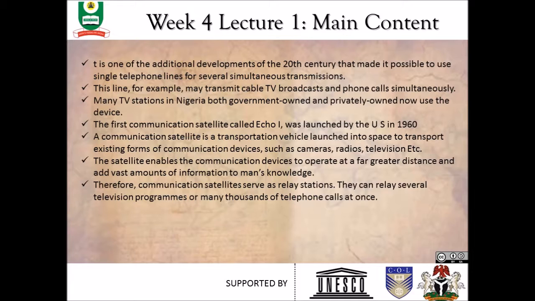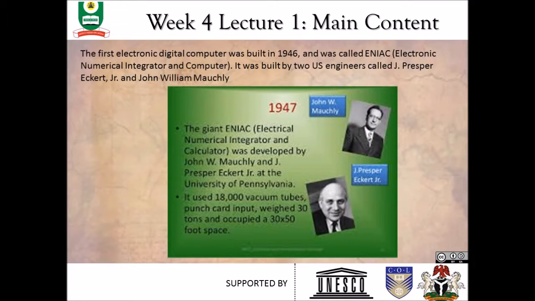Therefore, communication satellites serve as a relay station. They can relay several television programs, or many thousands of telephone calls at once. Thus, if you install the necessary equipment, you can turn your TV on and watch programs from any TV station of your choice. You can watch programs from BBC, CNN, Al Jazeera. You can also watch Channels Television and many other television stations by just sitting in your house. The TV stations are changed with the aid of a remote control.